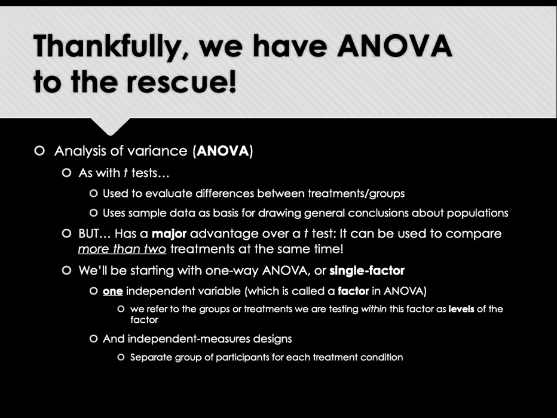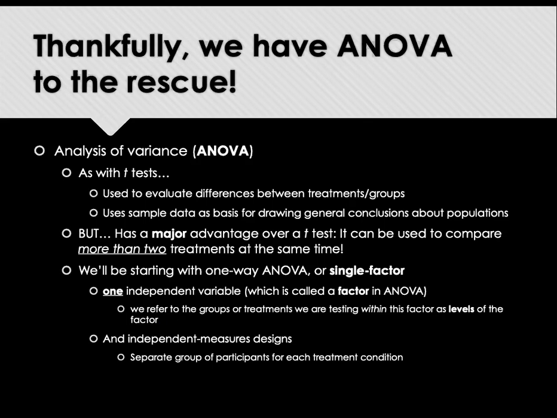participants. So you have group A that's going to only receive the medication treatment level. And then you have group B, totally different set of people. They're going to receive the talk therapy level of treatment, right? And then you have a third group, again, totally separate, no overlapping, brand new participants that are going to receive both medication and talk therapy. And so that's what we're looking at here. One independent variable or a single factor and independent measures design, meaning that there's separate groups of participants for each treatment condition.